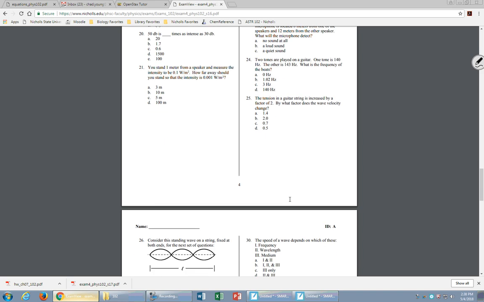Okay, so this goes back to our intensity is equal to our power divided by area. So I want my intensity to drop by a factor of, what, 100? Because I'm doing 0.1 divided by 0.001. I'm going from this value to that value and that's going to be 100, right?